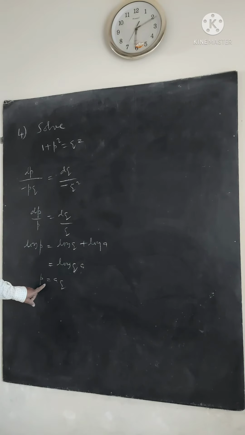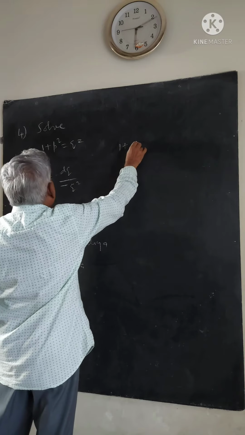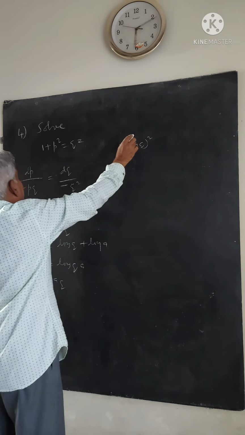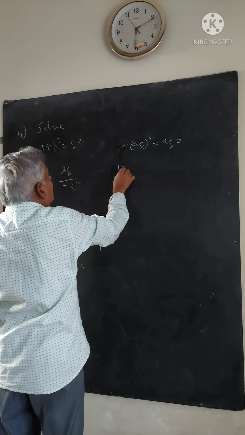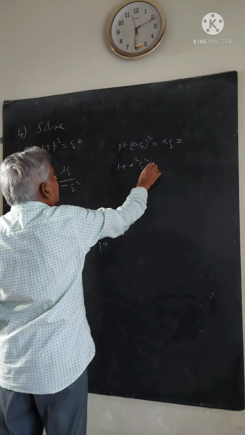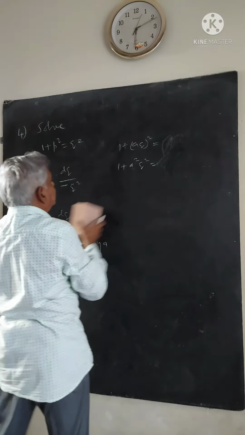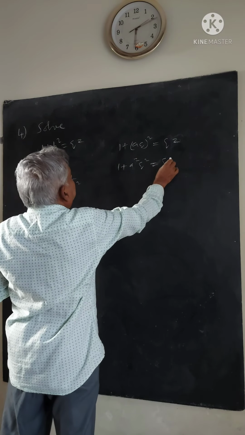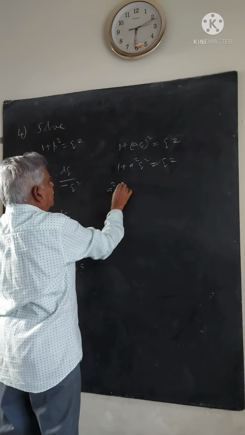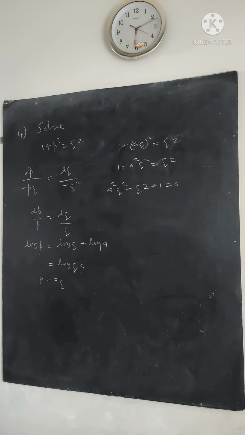p is aq. We have to apply this in the given equation. 1 plus p square equal to qz, so 1 plus a square q square equal to aqz. That gives a square q square minus qz plus 1 equal to 0.